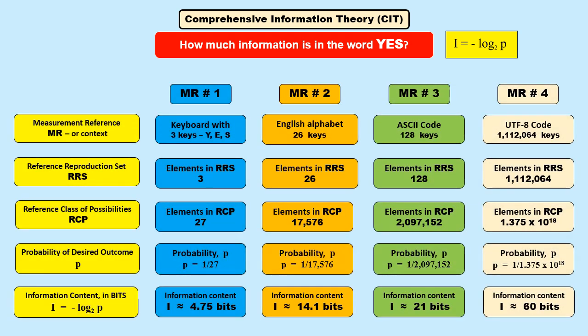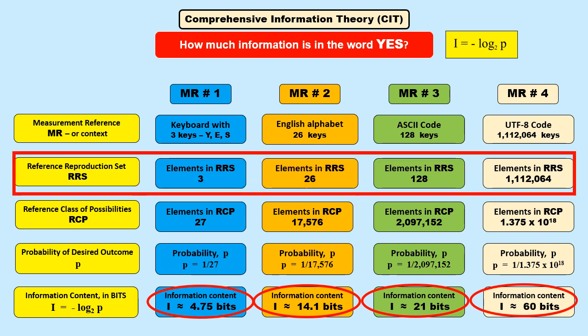The goal of that exercise was to answer the question, how much information is in the word yes? That question was answered using a classical method, represented by the equation shown here. A summary of the results of that exercise is now displayed on the screen. Note that the information content in the word yes was approximately 4.75 bits, 14.1 bits, 21 bits, and 60 bits, respectively for each case. The only factor that was changed in each of the 4 cases was the reference reproduction set, or RRS, of the measurement reference. All else remained the same.